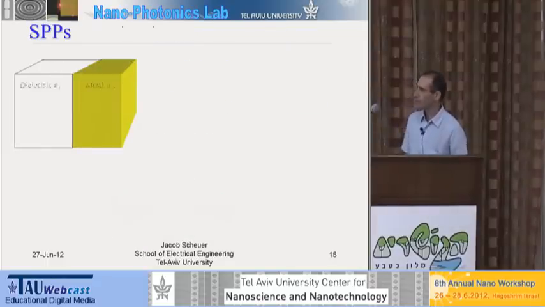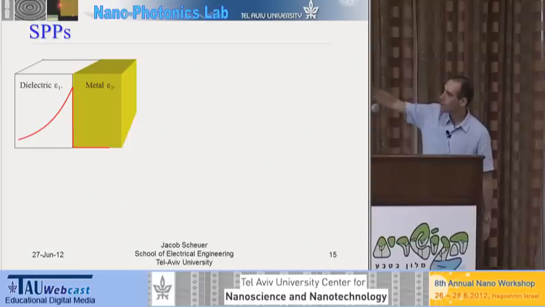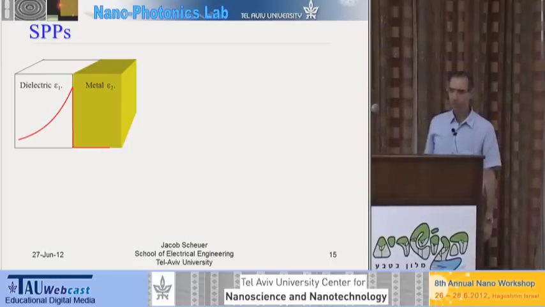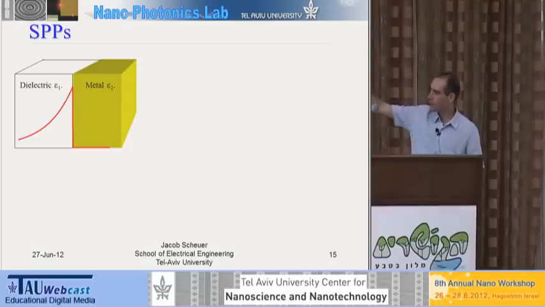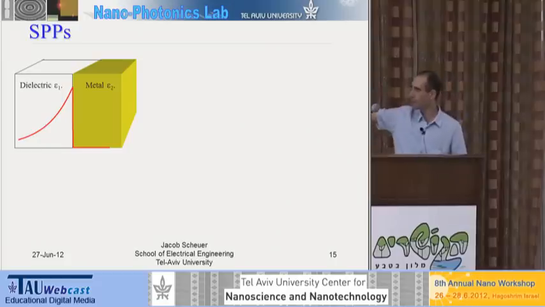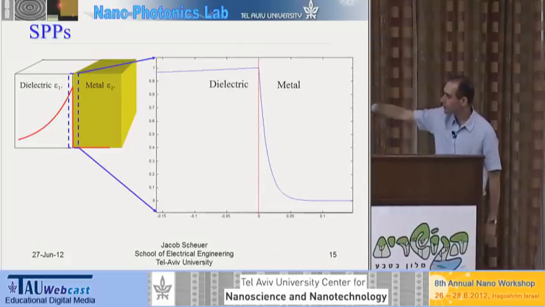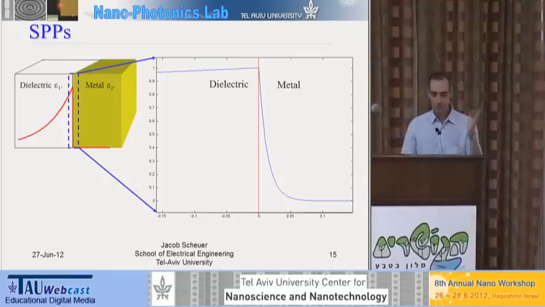This is a surface wave. It exists primarily on the surface between the dielectric, say air, and the metal, our nano antenna. And the field here decays exponentially in the dielectric material and in the metal. It doesn't look like it because the decay here is extremely fast. But if we zoom in on this area, we can see that it decays very, very fast. The penetration depth here is on the order of, let's say, 10 nanometers, give or take.